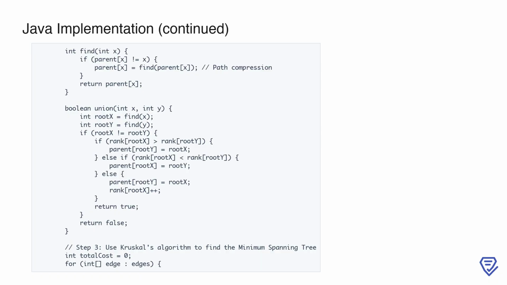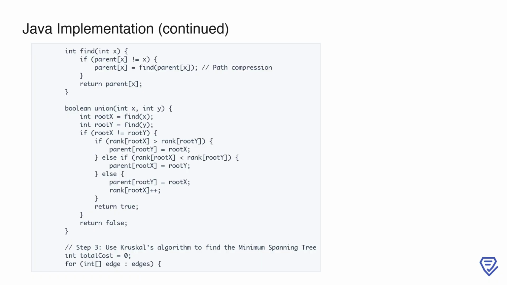The union function merges two components by connecting their roots. If the roots are different, we compare their ranks to decide which root becomes the parent. If the ranks are equal, we arbitrarily choose one root and increment its rank. This ensures that the tree height remains balanced. The union function returns true if two components are successfully merged, otherwise false.